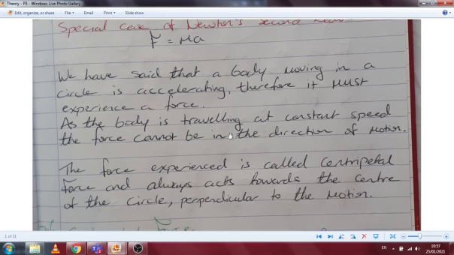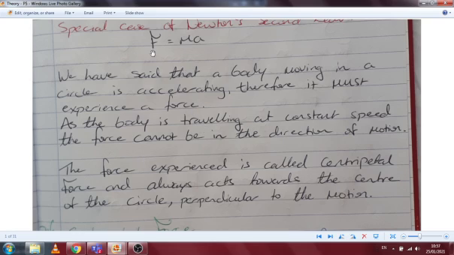So as the body is traveling at constant speed, the force cannot be in the direction of motion. And what that means, the force being in the direction of motion, means it's not speeding it up or slowing it down. If it was in the direction of motion, either behind it, so to speak, or against it, then the velocity would not be constant. So we can rule out that it is in front or behind.